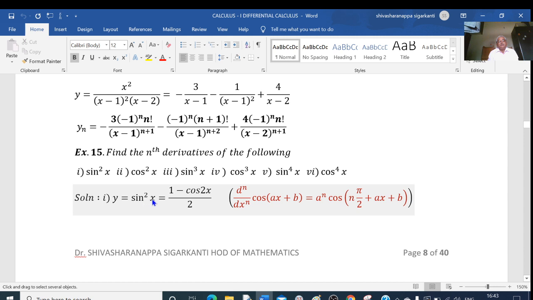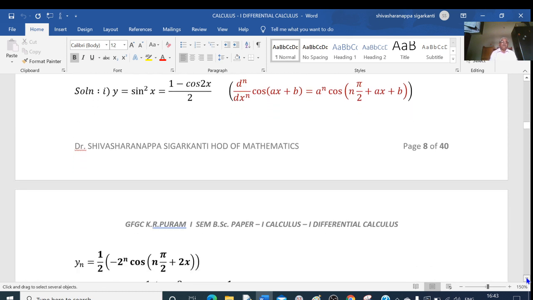See here, I will consider the first example. Y equal to sin square x. We have the formula: sin square x can be written as 1 minus cos 2x by 2. Okay. So here power 2 was there. Now here there is no power. We have converted square into without a power. Right. So sin square x is 1 minus cos 2x by 2. Now we can find the nth derivative.